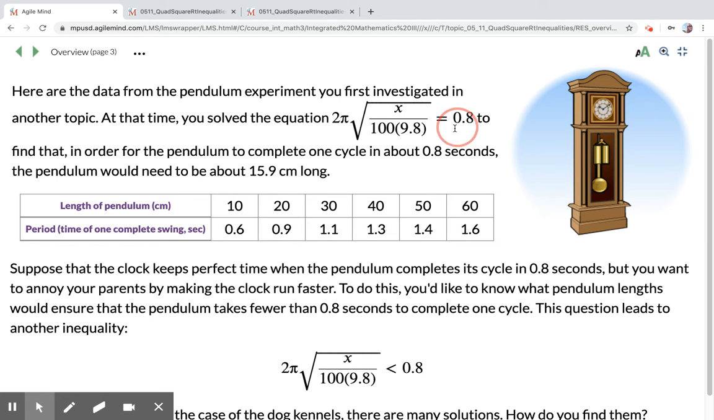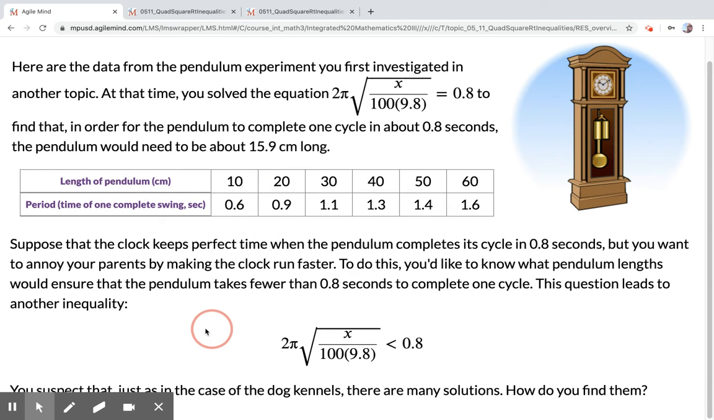0.6 to 0.9, 0.8's in there. I think we got like 15.9 centimeters long, something along those lines. Now, let's say the clock has been fixed. It's keeping perfect time with its little 0.8 second period. Yay. But you feel like annoying your parents and you want to make the clock run a little bit faster.